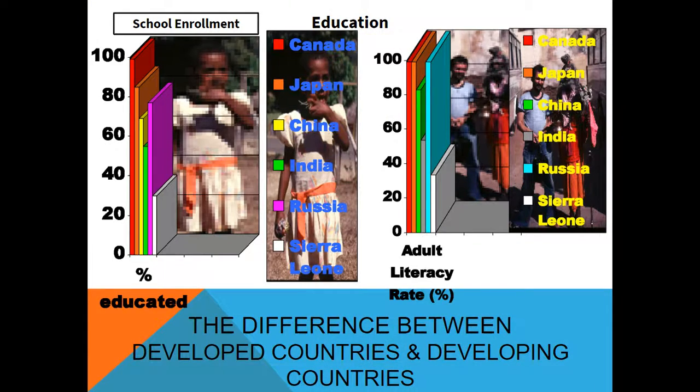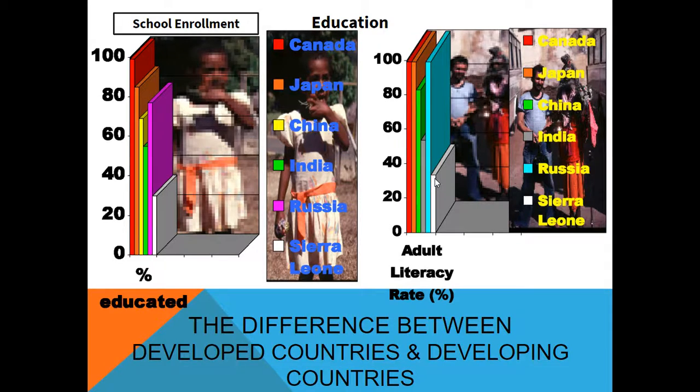Okay. If you look here, we've got a few different colors. Sierra Leone, a country in Western Africa, home to a lot of diamond and gold mines. Sierra Leone's in this whitish gray color. Look at their school enrollment. Only about 30% of their total population was enrolled in school.